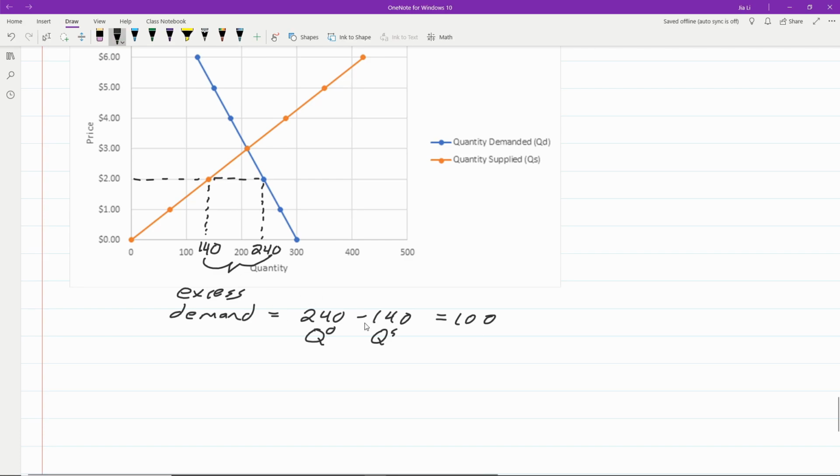Just to make sure it's clear, we know this is excess demand because the demand is bigger than supply at this price. That's why it's called excess. But when the price was $4, that was excess supply because the supply number was bigger than the demand number. So that's how we analyze this on the graph.